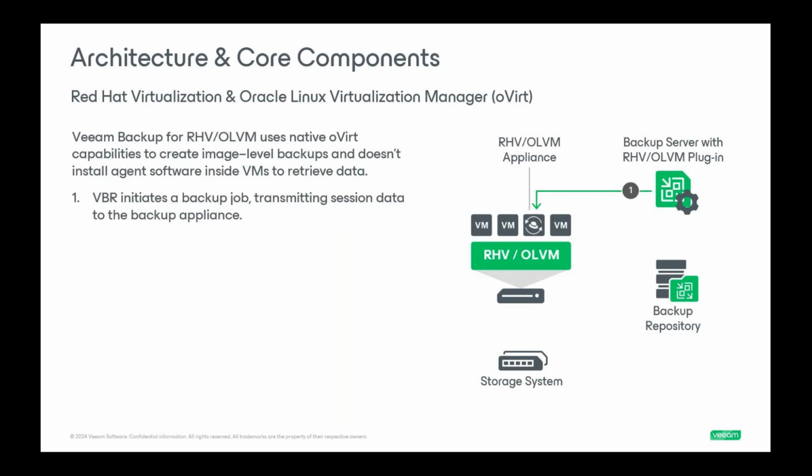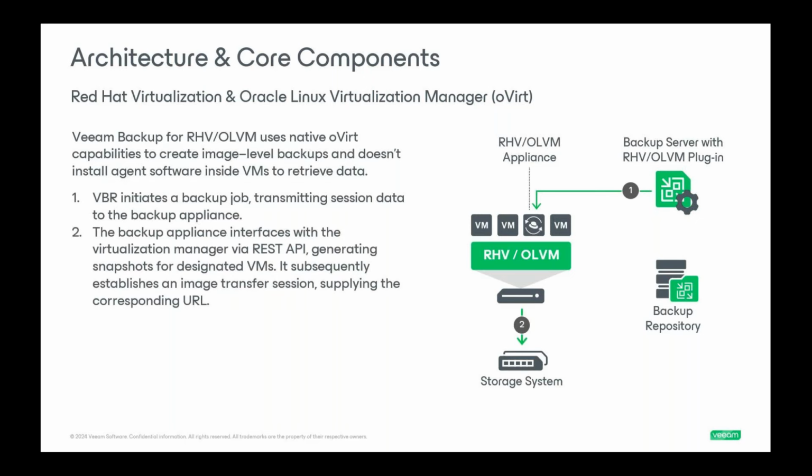So if you wanted to protect workloads running on those types of systems, first you'd install the plugin, and the same case would be for any of these AHV plugins. And you add or deploy the appliance. Once you kick off the job, it sends the data to the appliance, which is a few things, but also a proxy, probably most important in terms of resource usage. It interfaces with the virtualization manager via REST APIs, so that's a native RHV or Oracle thing, to generate the snapshot, establishes the image transfer session, and sends the data.